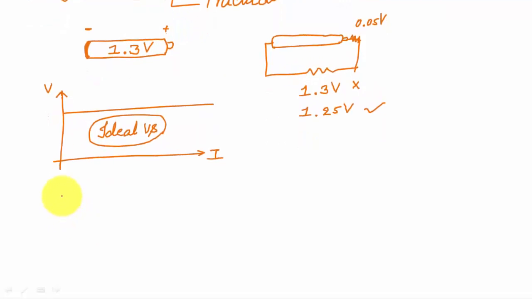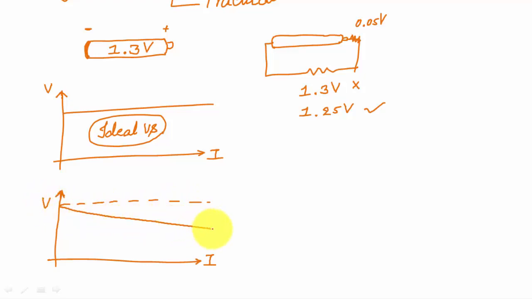Now, what is a practical voltage source? As load increases, its behavior is also going to deteriorate. We expect the voltage to be constant, but we are not getting a constant voltage as the current changes. This is the practical voltage source.